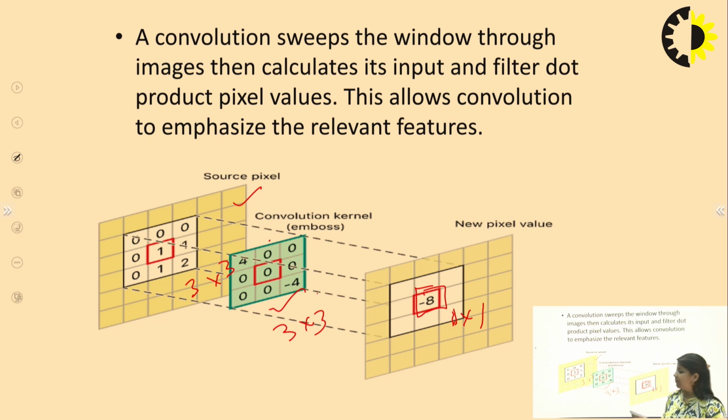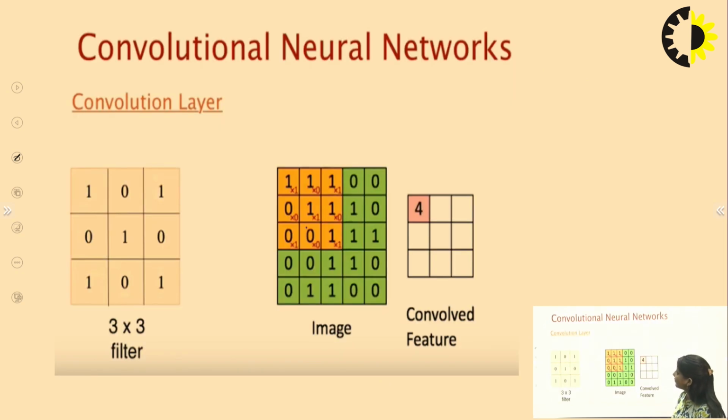Fine. So this is a new pixel. This is another example. A 3 by 3 filter is there. This is the image, and we apply this convolution layer. Then this window will overlap onto this 3 by 3 window, and we have to calculate the dot product here and add all the pixels. Then we will get the final value, that is 4.